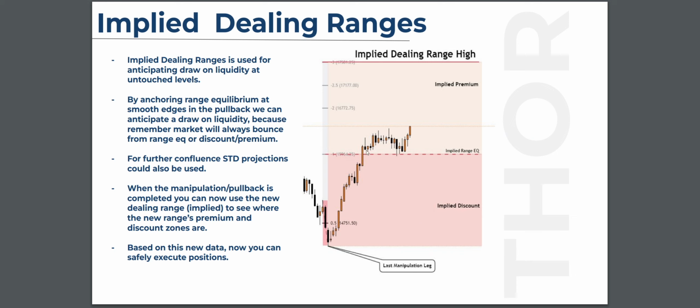So what is an implied dealing range, first of all? Implied dealing range is basically used for anticipating drawn liquidity at untouched levels, basically all-time highs, right? Just because we are trading into all-time highs right now, that's mainly why I want to share this at the moment. So how we imply a range is we basically anchor the range equilibrium at the smooth edges, okay, and the pullback, so we can anticipate a drawn liquidity, because remember, market will always bounce from a range equilibrium or discount or premium area, whatever the direction is, right?